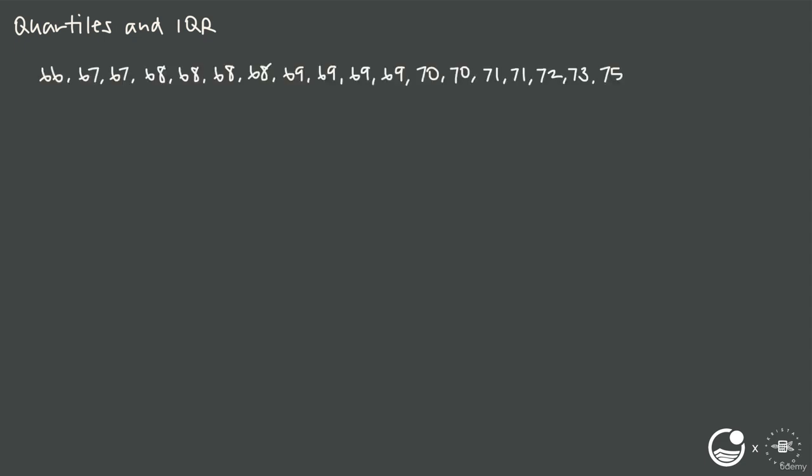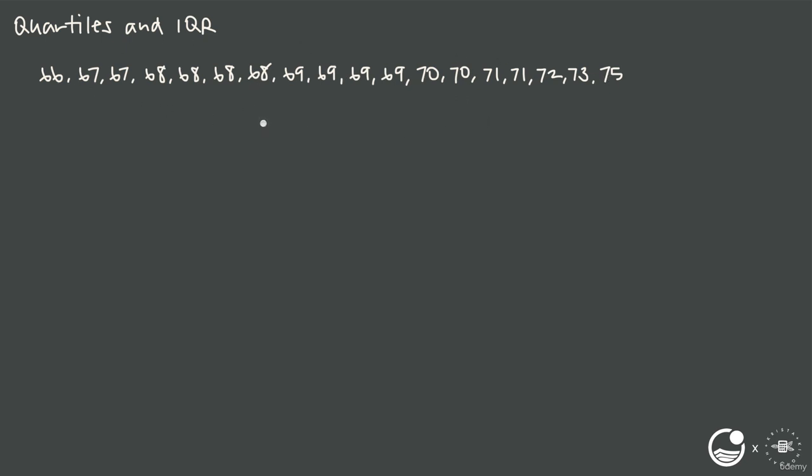So the easiest way to explain quartiles and IQR is to look at a data set. Let's say that we have this data set here. There are 18 values in this set, ranging from 66 to 75. And we're going to say that this data represents the golf score of 18 golfers. So maybe the golf course is a par 72 course. The best golfer shot a 66, and the worst golfer shot a 75. So we have 18 golfers. This is our data set.